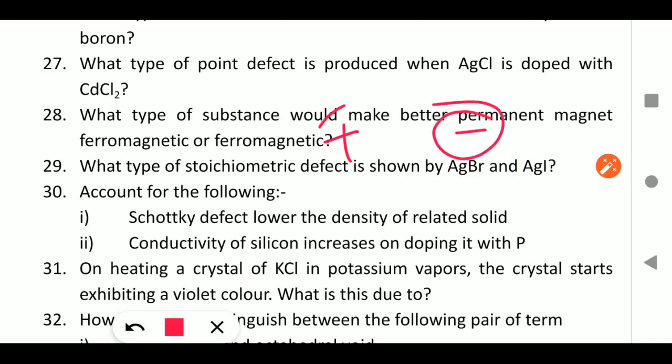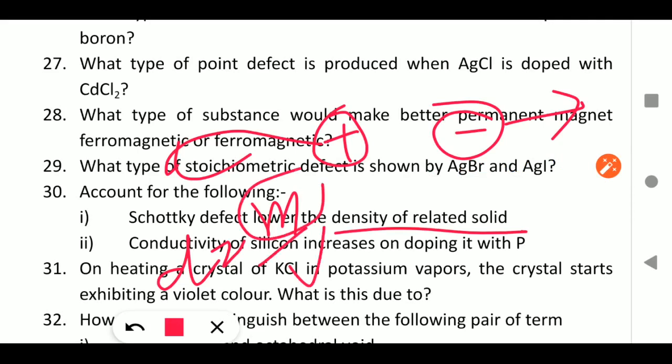Last question, Schottky defect lowers the density of the solid because in Schottky defect an equal number of cations and anions move outside the lattice, so mass is reduced and density is directly proportional to mass upon volume. So mass has reduced, meaning density will be reduced.